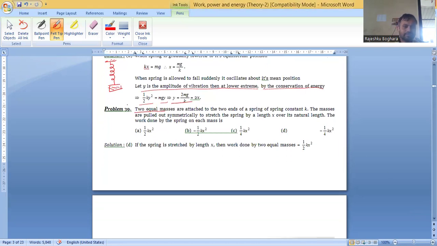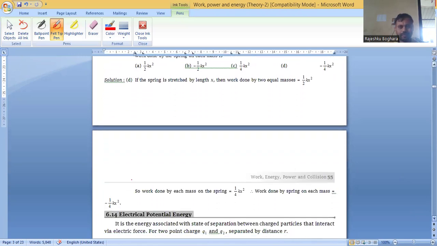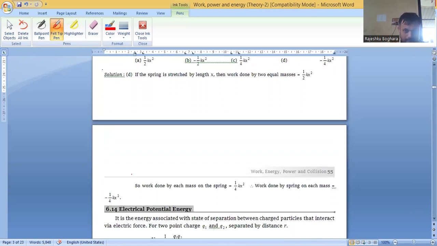So if the spring is stretched by x, the work done is 1 upon 2 kx square. Now, if the spring is stretched by length x, then the work done by the two equal masses is 1 by 2 kx square. So the work done by each mass is divided by 2, which is 1/4 kx square. Work done by the spring on each mass is -1/4 kx square. It is distributed between both.